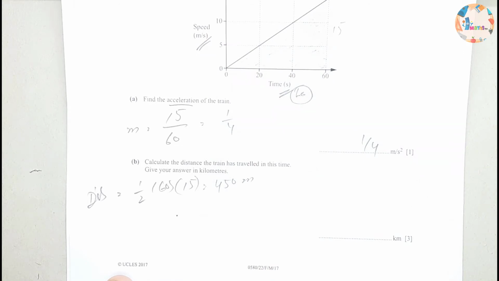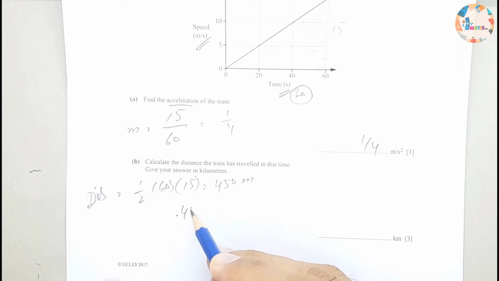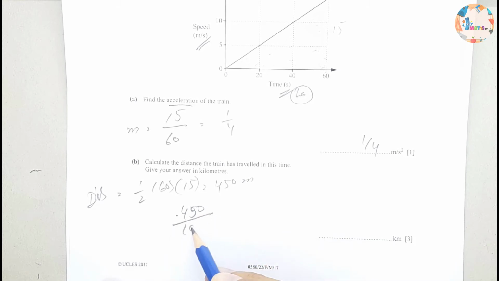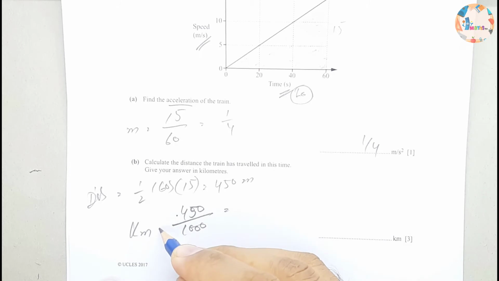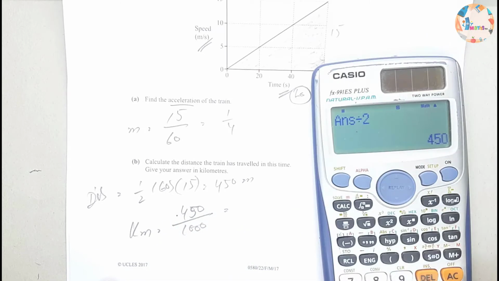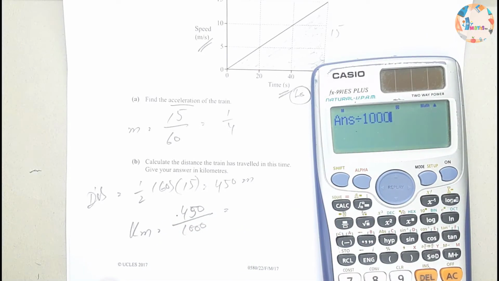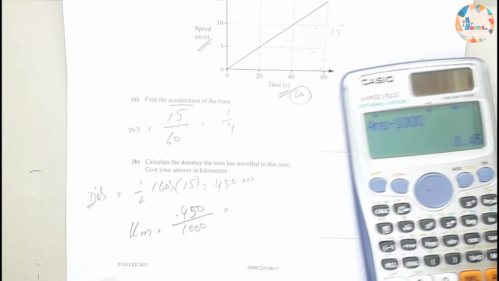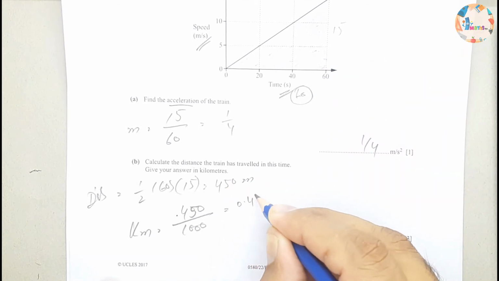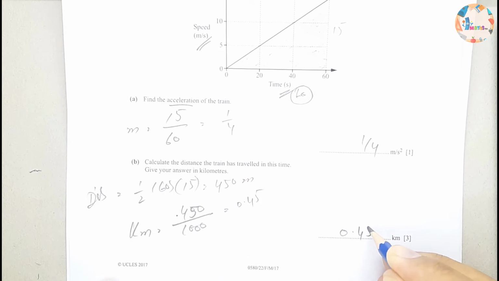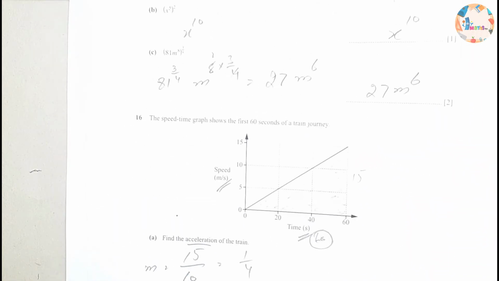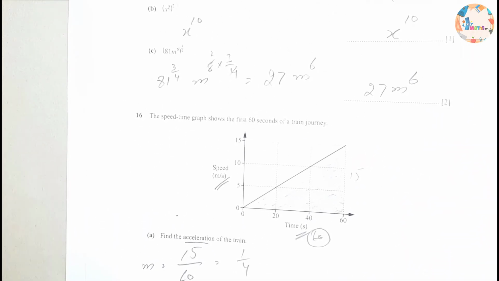So they require it in kilometers, so we'll have to change into kilometers. For 450, 450 divided by 1000 will give kilometers. You can write kilometers will be equal to 450 divided by 1000. This will be equal to 0.45. So 0.45 kilometers. This will be our answer. Hopefully you understood each and everything.